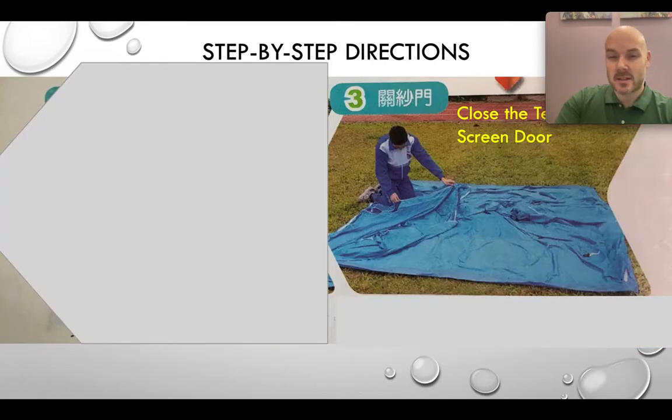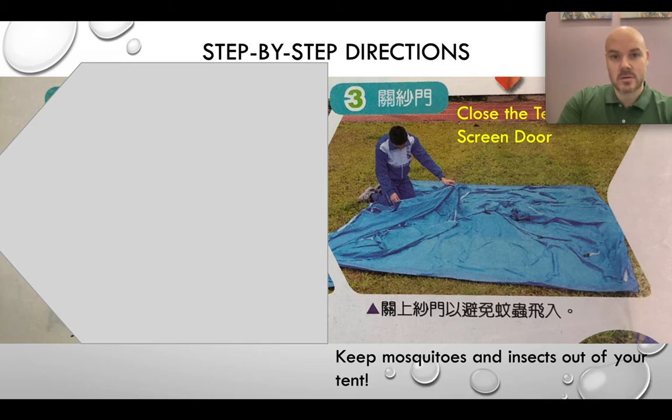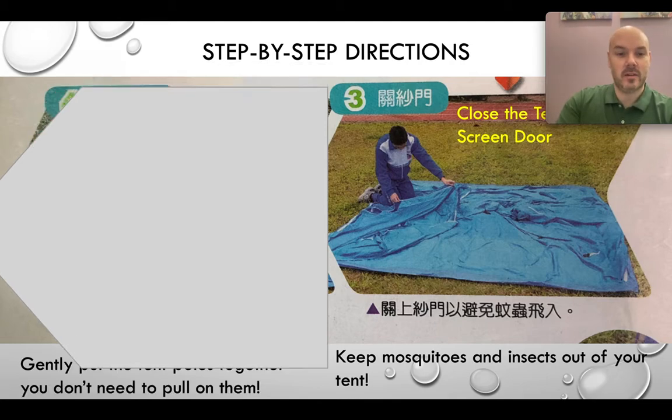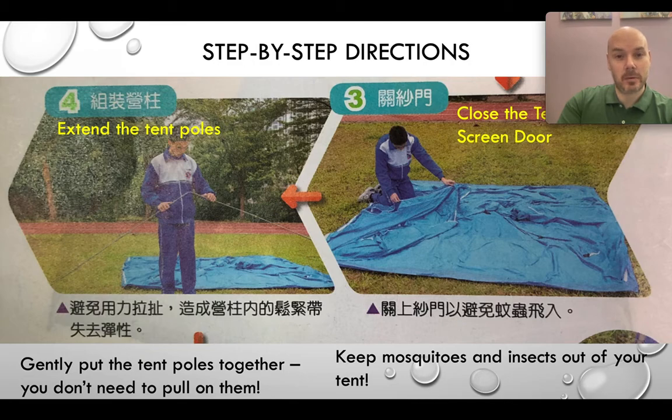Now, maybe last time we used the tent, the door was still open. So we want to close the tent and screen door, so that way no mosquitoes, no bugs can get into the tent while we're setting it up. This might take you a little bit of time, and that will give time for the bugs to get inside. We don't want that. Once we've done that, we need to get the tent poles ready.